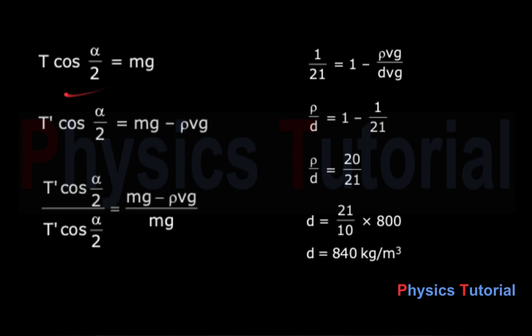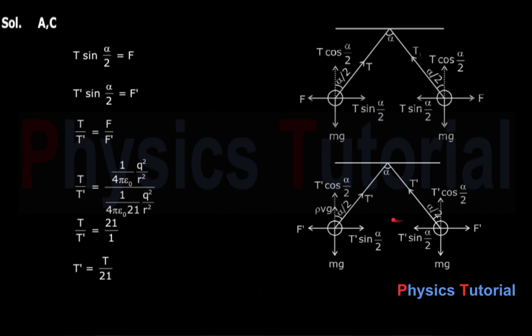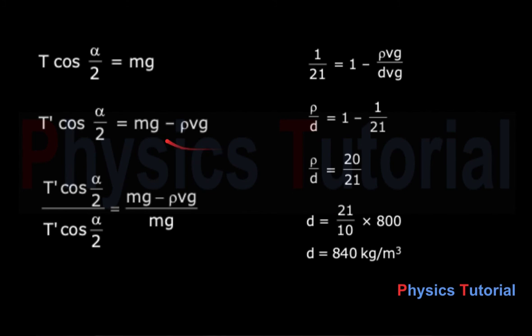Now, T cos(alpha/2) is equal to mg, and T' cos(alpha/2) is equal to mg minus rho Vg, that is the thrust force. So thrust is rho Vg, and so mg minus rho Vg. Then we equate these by dividing the two equations.